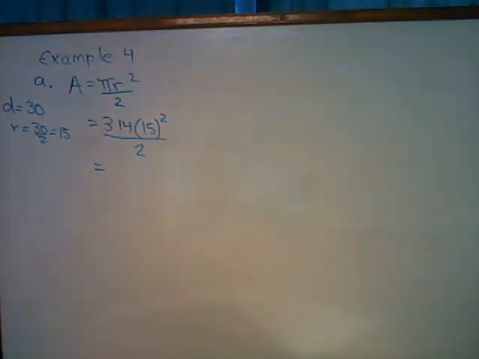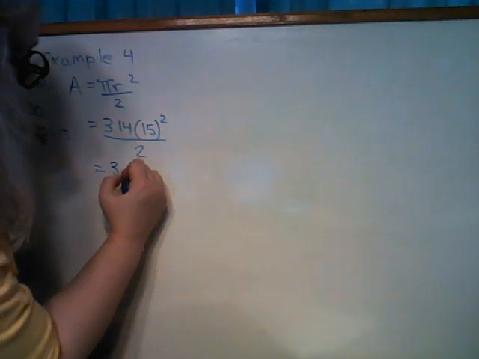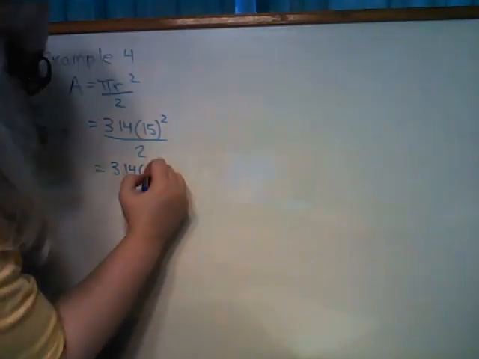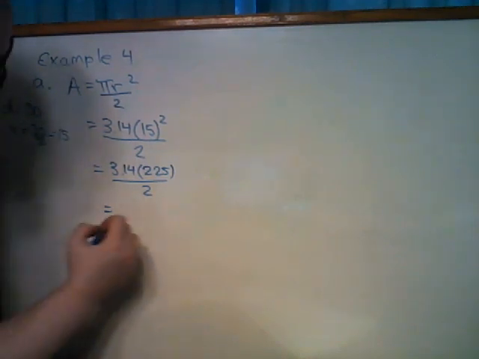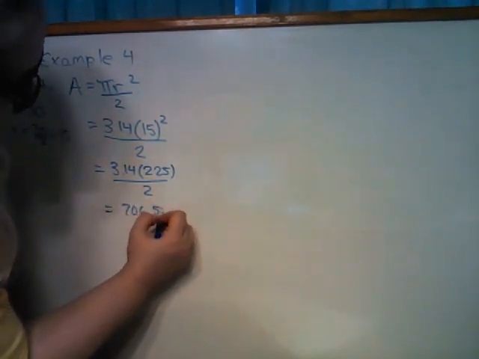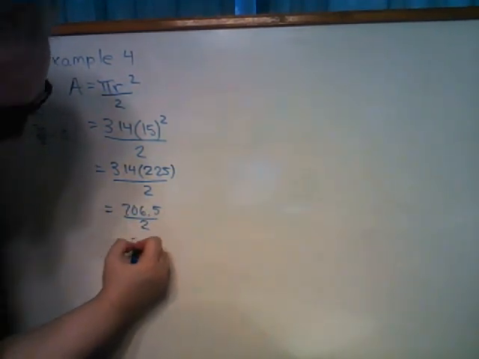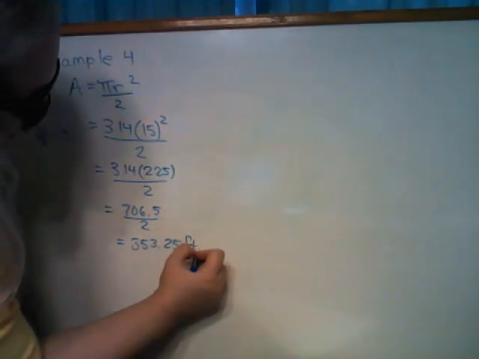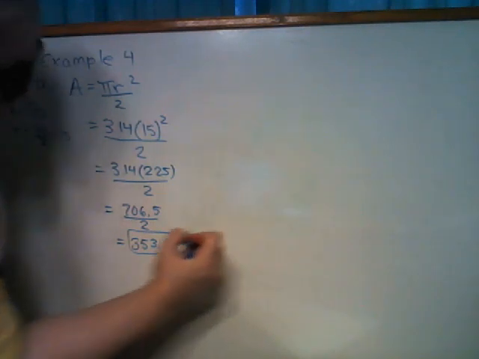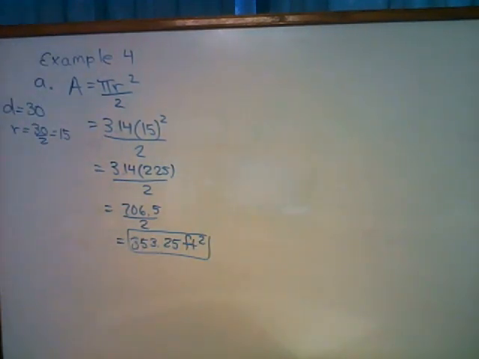If you remember when we did circumference of a semicircle, we had to cut it in half as well. So it's the same idea. So I'm going to do 3.14 times 225. Divide that by 2. The product in my numerator is 706.5. Cut that in half. You get 353.25 feet squared. All right.